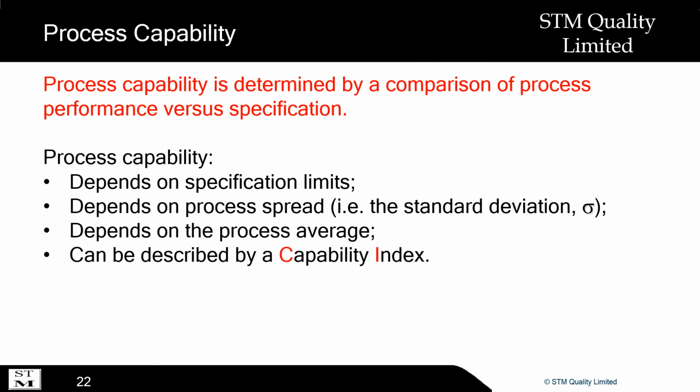Process capability is determined by a comparison of process performance versus specification. Process capability depends on specification limits, depends on the process spread, i.e. the standard deviation, sigma, depends on the process average, and can be described by a capability index.